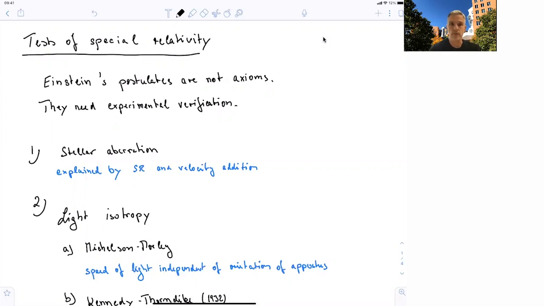Those are not axioms, which means that we do actually have to verify. They are a prediction of how nature functions, and experimental verification is needed to gain confidence that those postulates are actually correct or realized in nature. And we have studied some of those tests already, and this serves as a little bit of a review of the discussions we had to this point.